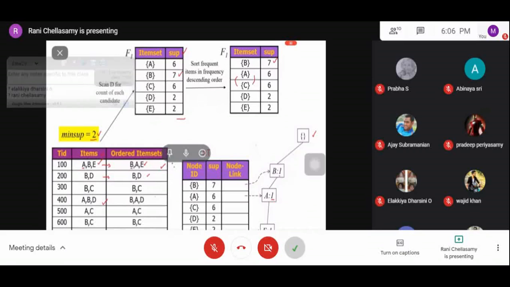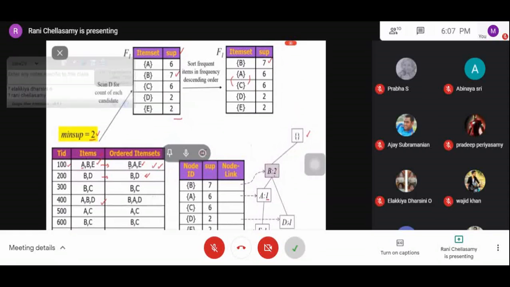So what is the next thing? BD. From the root, you have to find the first item, which should be B, and the next item D. So you have to increment the value of B from 1 to 2. Then a new branch for D. See here, the branch for D has the support count value 1. Now we have completed drawing the second transaction.